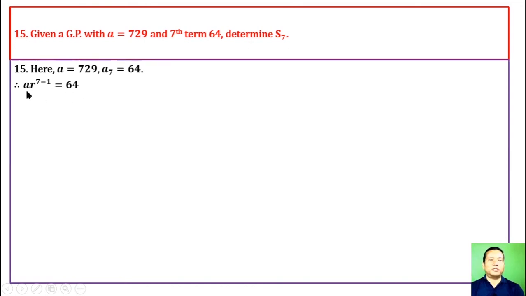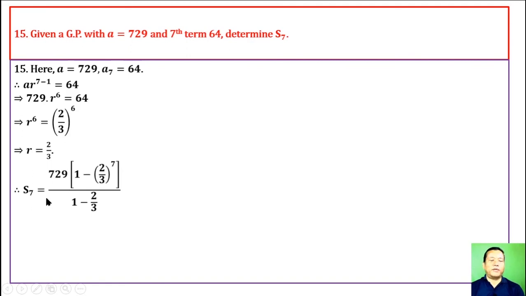a7, whose value is a r to the power 7 minus 1, equal to 64. a is 729. Therefore, r to the power 6 is 2 by 3 to the power 6. Equating, we get r equal to 2 by 3. Therefore, S7 is a times 1 minus r to the power n by 1 minus r. We get this value. Simplify. Lastly, we get 2059, which is the sum of the first 7 terms of the GP.